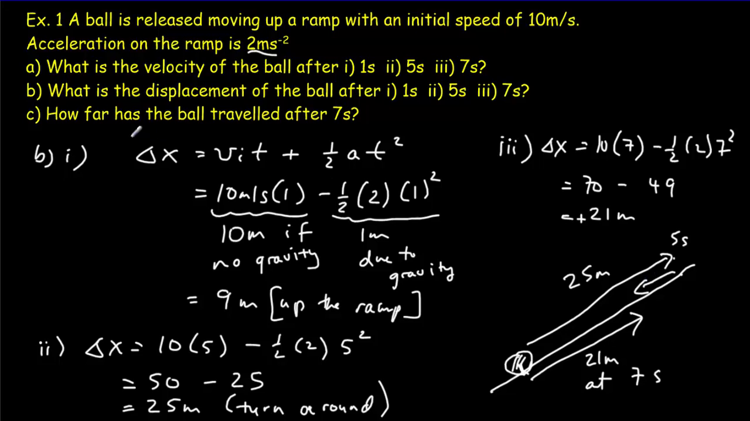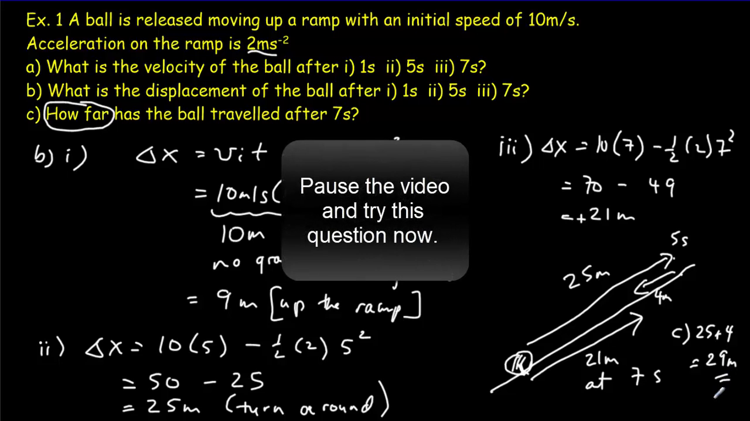Which means we're now ready to answer part C here, where we're asked how far the ball traveled after 7 seconds. So this is the distance traveled. And in part C, that means it went 25 meters up, plus another, this must be 4 meters, so that 4 meters plus 21 adds up to 25. So we're going to get 25 plus 4 equals 29 meters of distance traveled by the ball in 7 seconds.